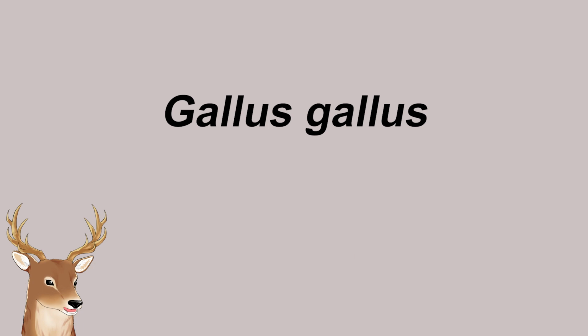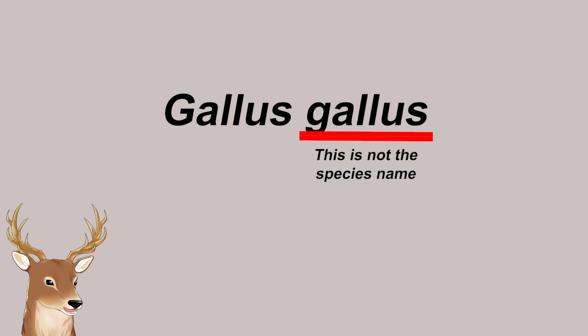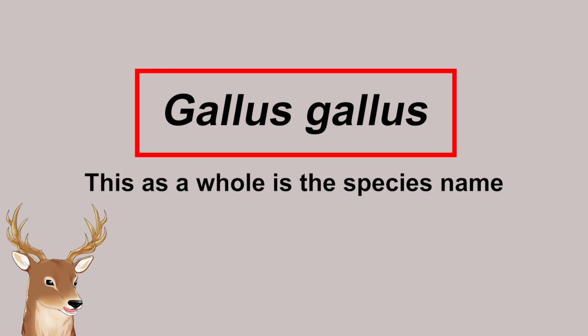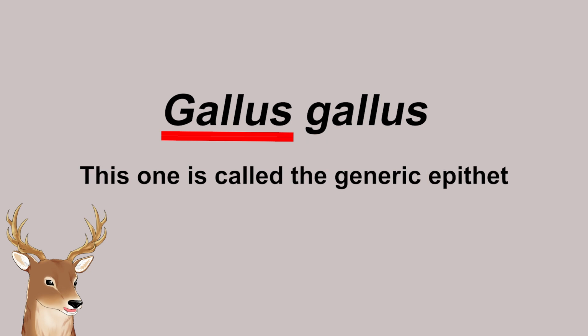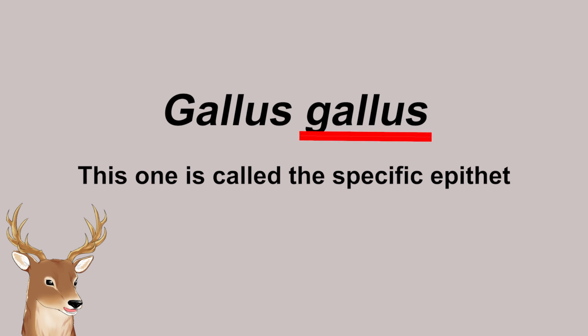Oh, and while we're talking about the species name, this is not the species name. The combination of both words is the species name. Each of these words is called an epithet. The first is the generic epithet, which is technically the same as the genus name. The second is the specific epithet, or sometimes called the specific name, but not the species name.